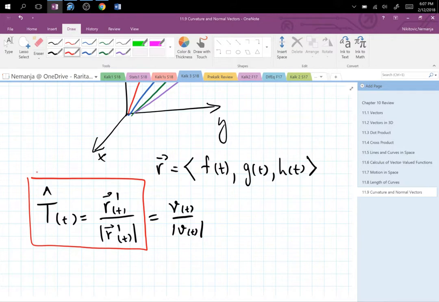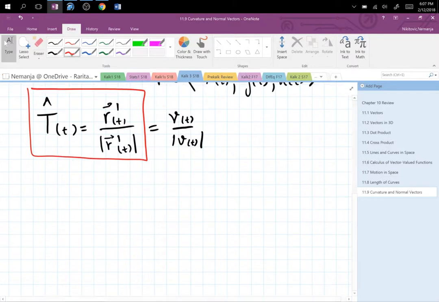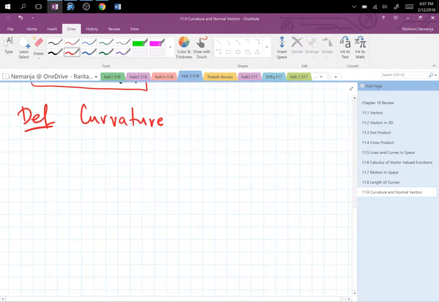And then we are going to use this vector to define the curvature. So here we go with the definition now. Definition of the curvature. So let r of t describe a smooth parametrized curve.